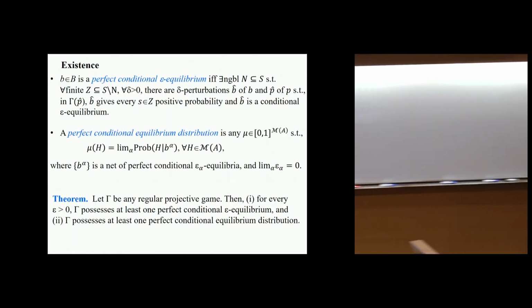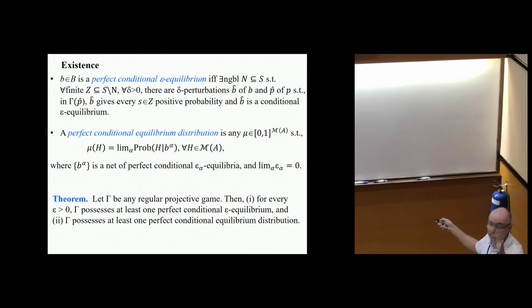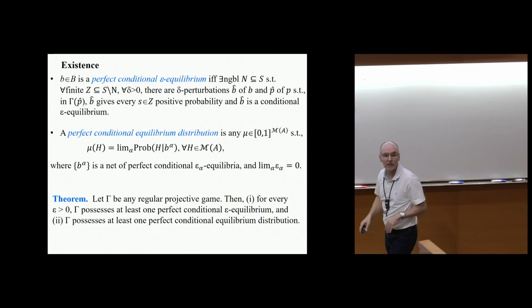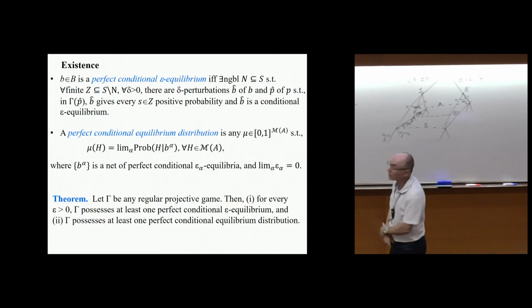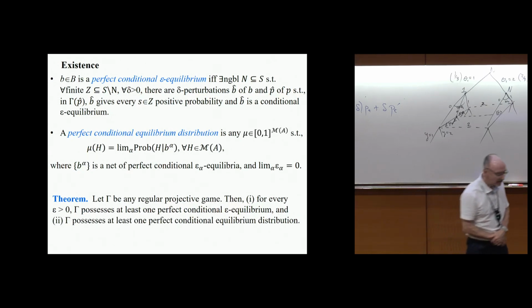So here's the perfect conditional epsilon equilibrium, perfect conditional equilibrium distribution. And here's the theorem: in any regular projective game of the class that I just described, for every epsilon, that game possesses at least one perfect conditional epsilon equilibrium. And once that's true, Tikhonov's theorem tells you there will then be at least one perfect conditional equilibrium distribution. I should stop there because I've gone over a few minutes.